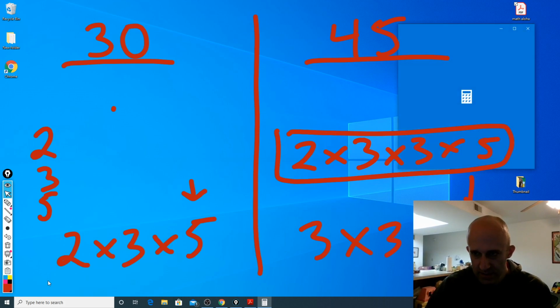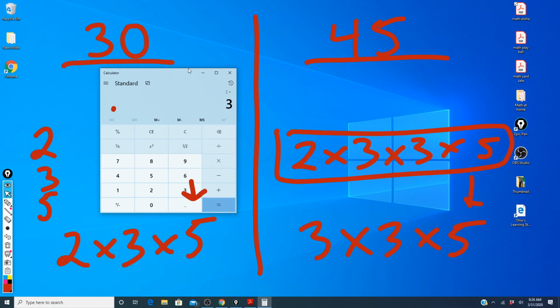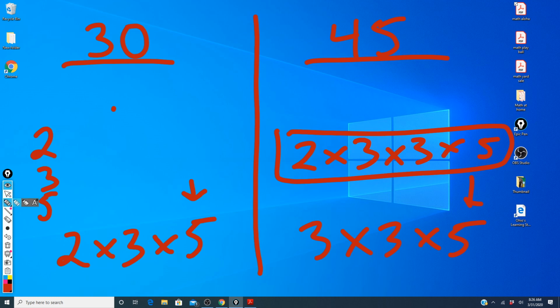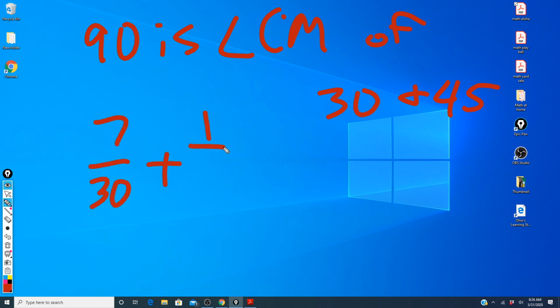And when you do this, just to kind of prove my point, 2 times 3 times 3 times 5 will give you 90. So 90 is your least common multiple of 30 and 45. Okay, so go back to our little fraction part here. If we had 7 over 30 plus 1 over 45, well, now we know that our least common multiple for adding is going to be 90.